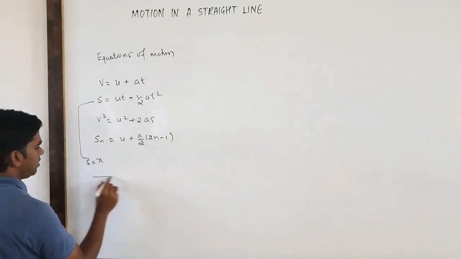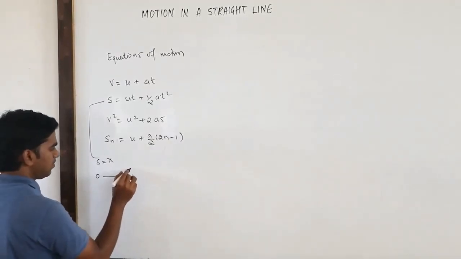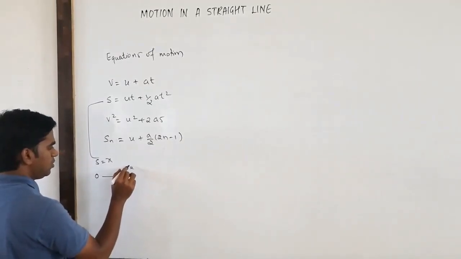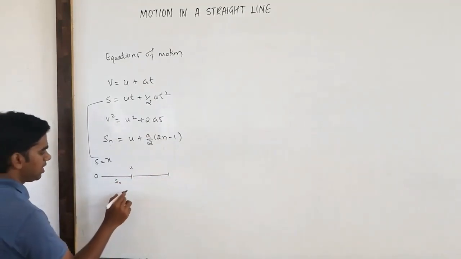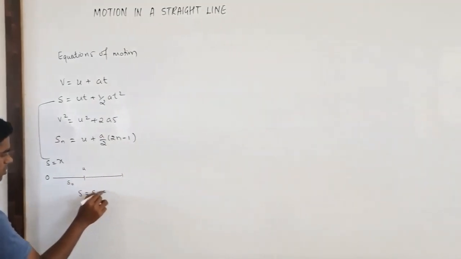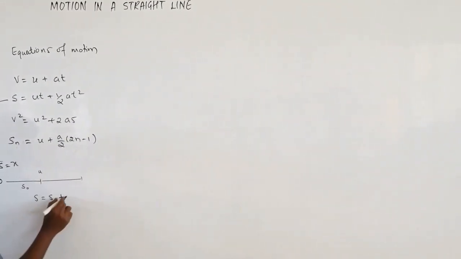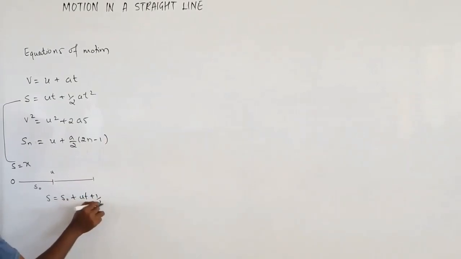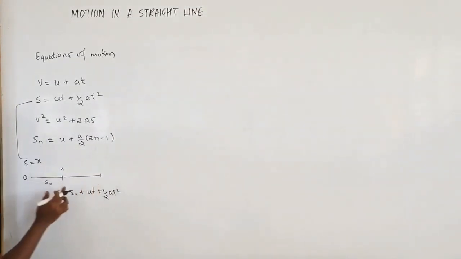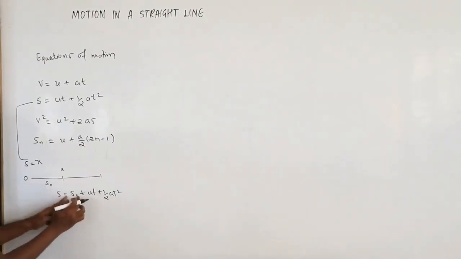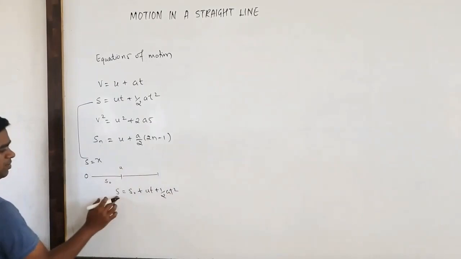And suppose this is the origin, and the body has already traveled some distance s0, and from here you are getting u. Then if you want to write the equation here, you can write s equals s0 plus ut plus half at square. Okay, so this will give you the total distance. s0 is already traveled, so add s0, then you can take s from here. So in total you can write like this also.